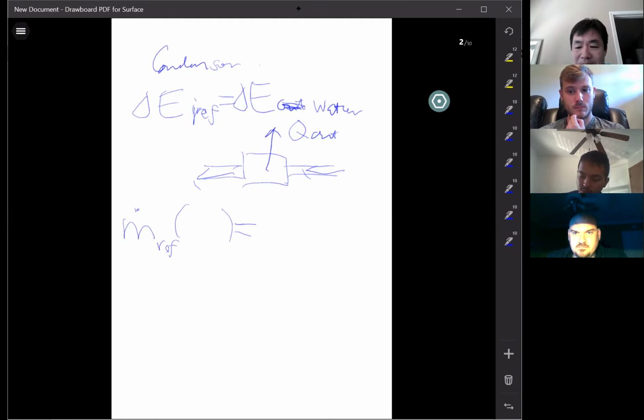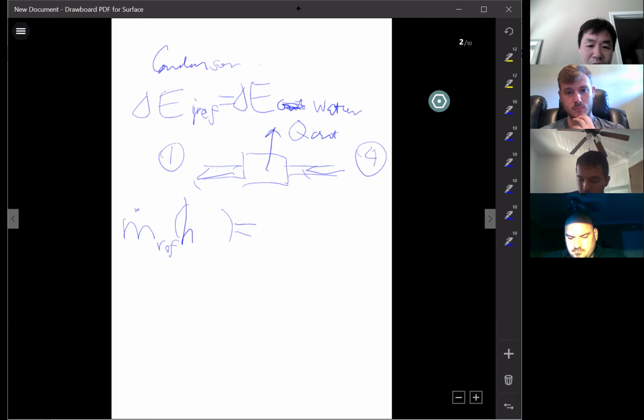The enthalpy. The delta enthalpy, the enthalpy change before and after. Okay, so what number do we use? State one here, right? After the condenser, state 4 before the condenser. So it's enthalpy at 1 minus enthalpy at 4. That's the energy loss. Okay.